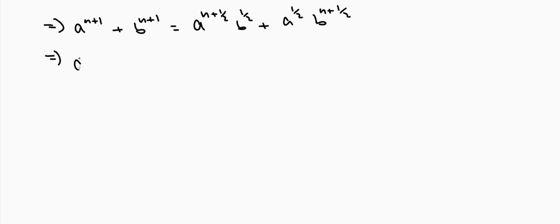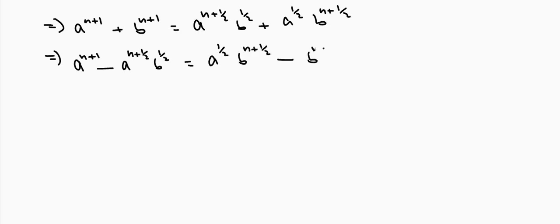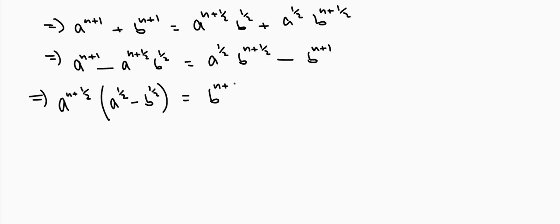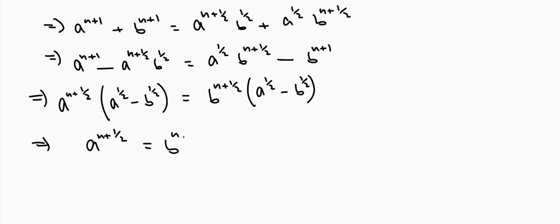That implies a raised to n plus 1 minus a raised to n plus half b raised to 1 by 2 equals, in the RHS, a raised to 1 by 2 b raised to n plus 1 by 2 minus b raised to n plus 1. From this, taking a raised to n plus 1 by 2, we get a raised to 1 by 2 minus b raised to 1 by 2. Here if we take b raised to n plus 1 by 2, we get a raised to 1 by 2 again minus b raised to 1 by 2. That implies a raised to n plus 1 by 2 equals b raised to n plus 1 by 2.